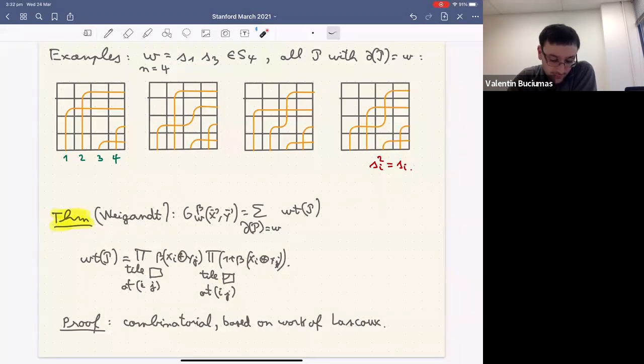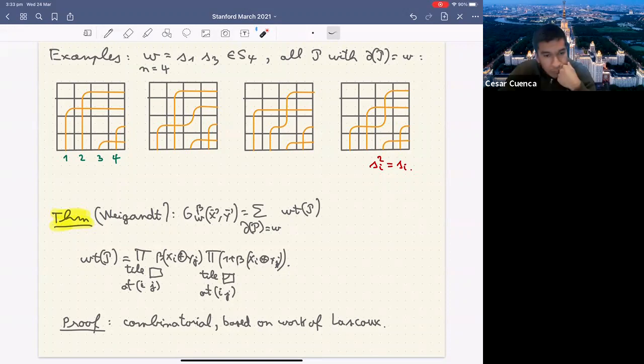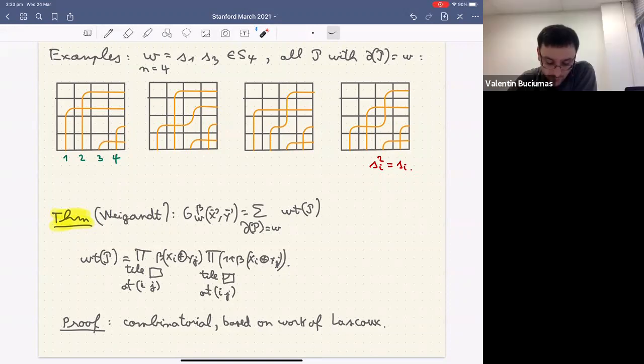So then there's a theorem by Weigand, and the theorem says that you may write this Grothendieck polynomial as a sum over bumpless pipe dreams with key W, and the sum is of some weight of P. And the weight of P is very easy to compute. So you look at P, and basically you'll have a product of these weights, beta xi plus yj, for every tile that's empty.